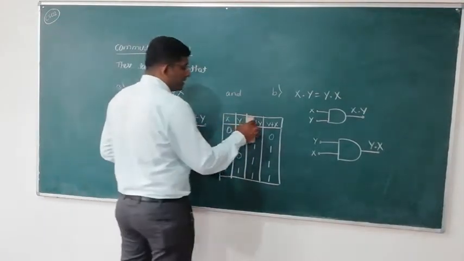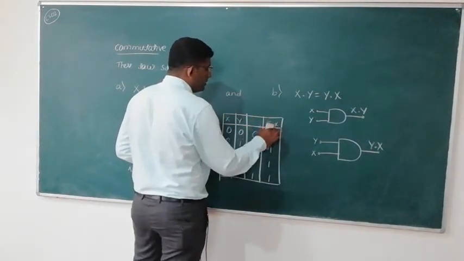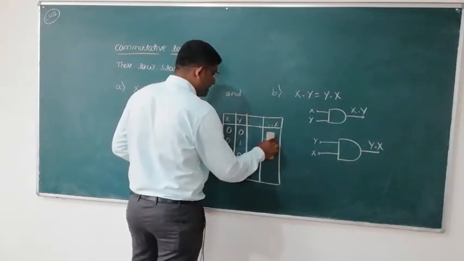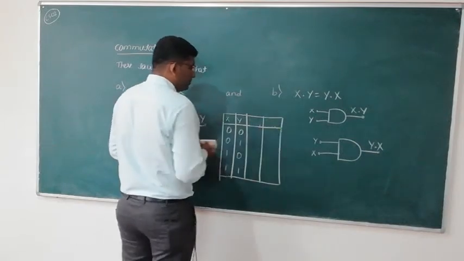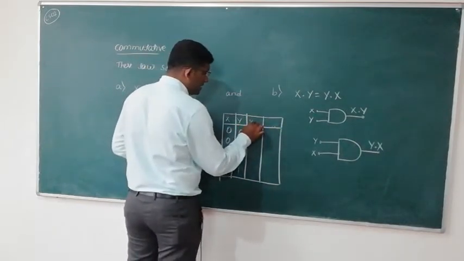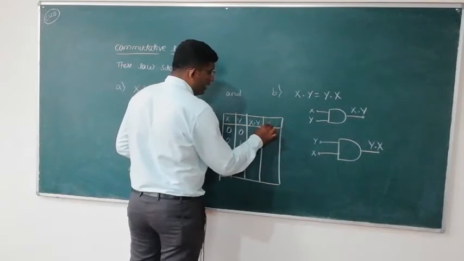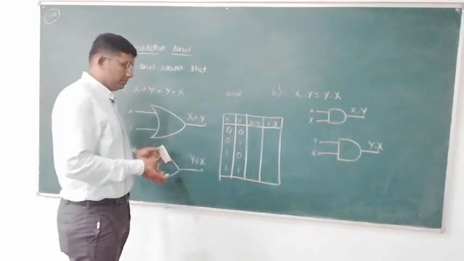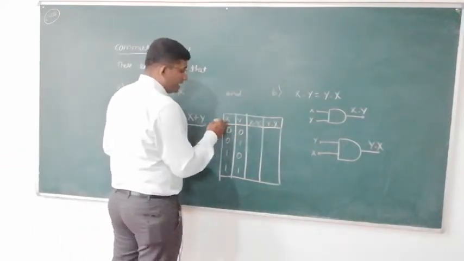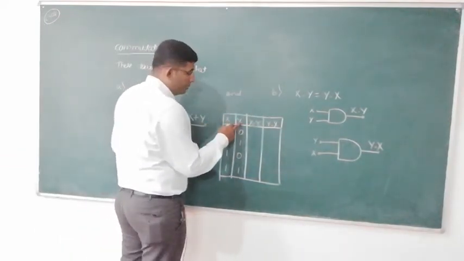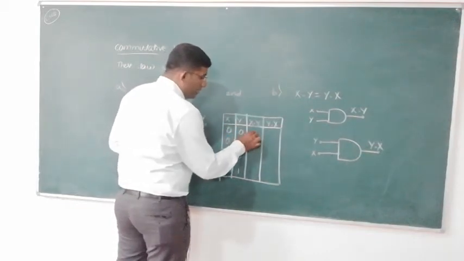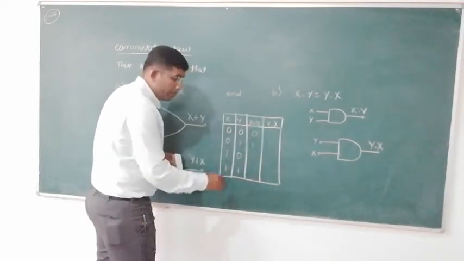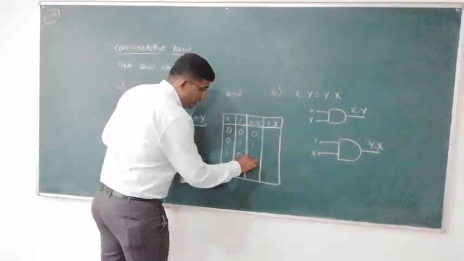Once again, for the same, I am going to consider two inputs, x and y. In the first one, that is x dot y and y dot x. Now multiply by considering the first input as x and the second input as y. 0 into 0, I am going to get 0. 0 into 1, we are going to get 1. 1 into 0, we are going to get 1, sorry.